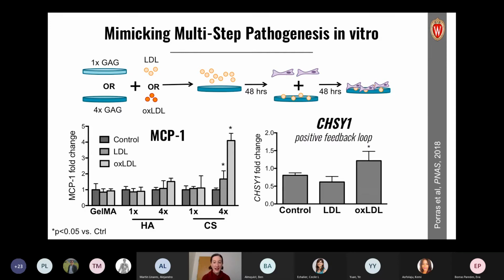And not only that, but we found that that trapped oxidized LDL had a positive feedback loop where it signals the valvular interstitial cells to produce even more chondroitin sulfate. So start out with this sort of pathological amount of chondroitin sulfate, it traps lipids, and then it makes the system make more chondroitin sulfate.